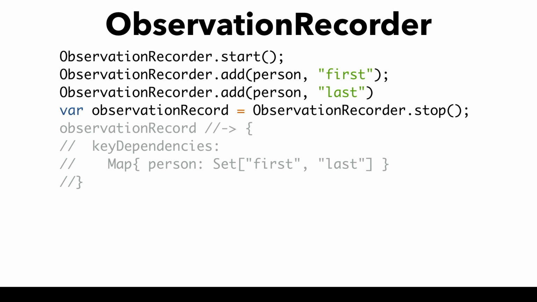The result of calling stop looks like an object containing the objects to observe and the event names to listen to. For example, this observation record says to listen to person's first and last properties.